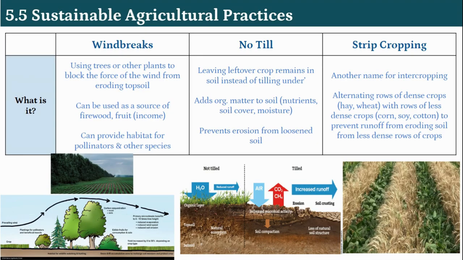Tilling is when you're breaking up that topsoil, and it does impact the soil stability and structure over time. So rather than tilling the soil, you can do a no-till, which is leaving the leftover crop remains in the soil instead of removing them. And this is going to add natural nutrients and moisture back into the soil. Strip cropping is another name for intercropping. This is alternating rows of dense crops with rows of less dense crops to prevent runoff from eroding soil.